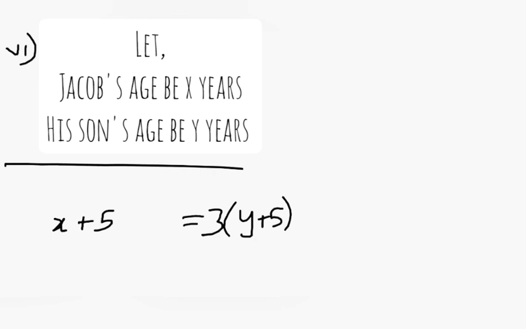Now, the next situation is 5 years ago Jacob's age was 7 times that of his son. So 5 years ago is in the past, so we subtract it. So x minus 5 and y minus 5, and x minus 5 will be 7 times that of his son. So we multiply 7 here. Now you just solve this, you find the equations, you substitute the equations, and you get the values of x and y, and those are your correct answers.